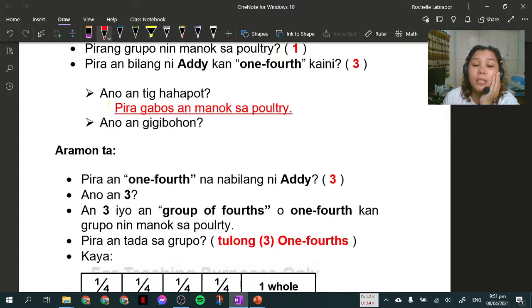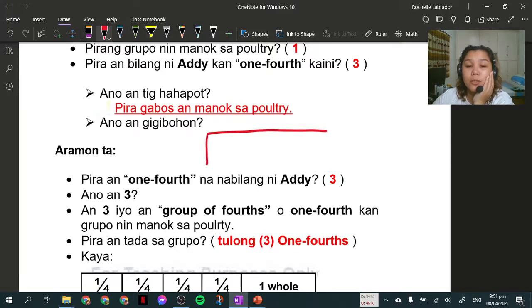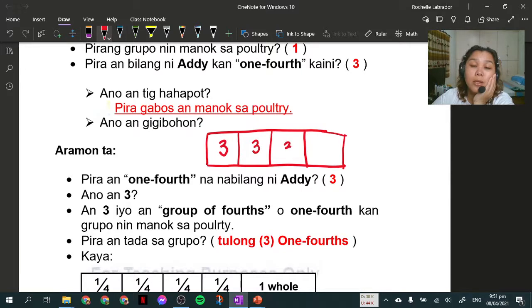So, pira ang tada sa grupo? Tulong 1/4. Kung ang nabanggit pa lang ni Adi, so ibalik ko yung drawing. So, kung ito yung total number of chicken, pero siguro si Adi, nalito na sa pagbilang, kaya ang nabilang niya lang is 1/4 noon. So, which is 3. So, ano pa ang nawawala? The other fourths pa. The rest of the other 1/4. So, ito 3 din, 3 din, 3 din.